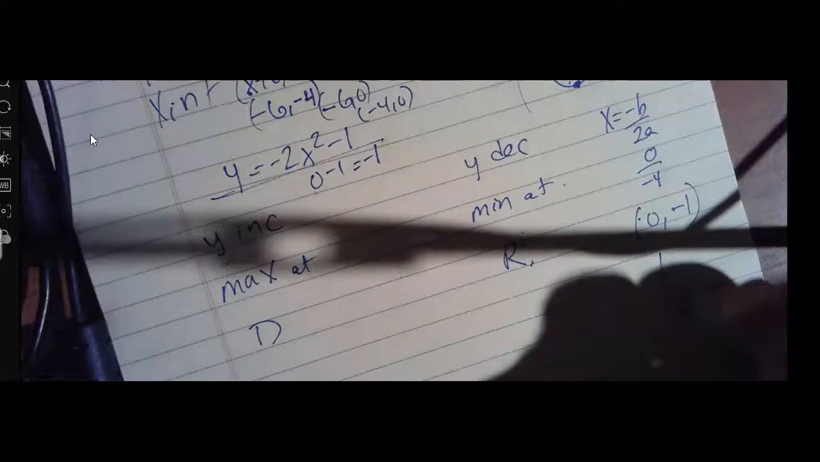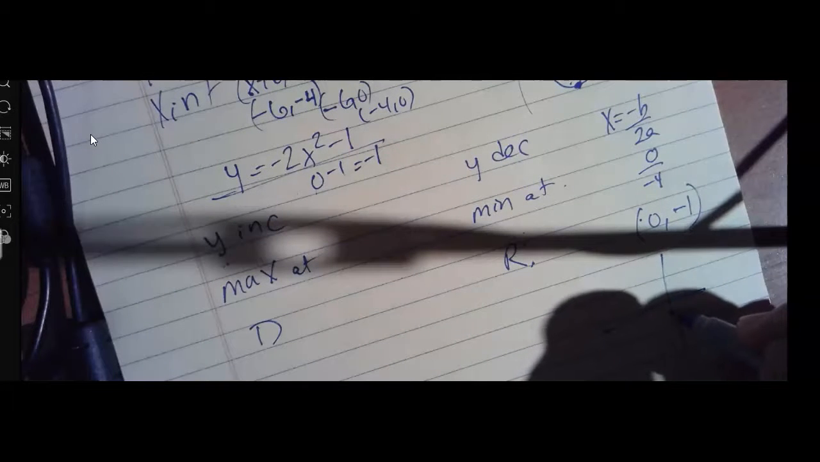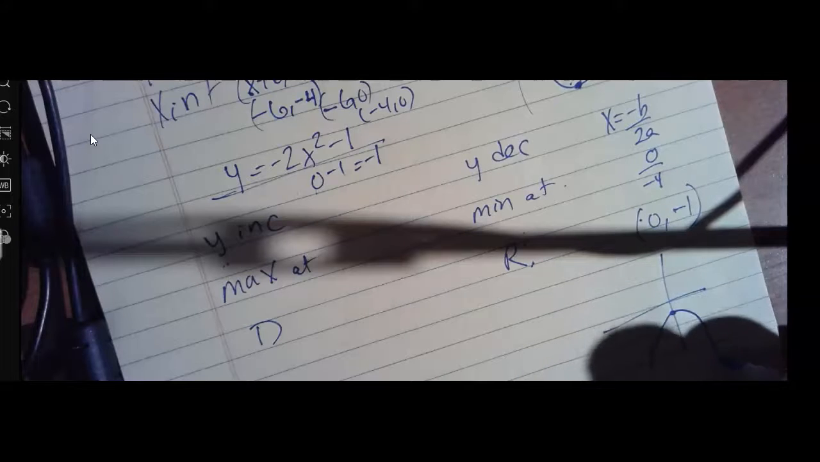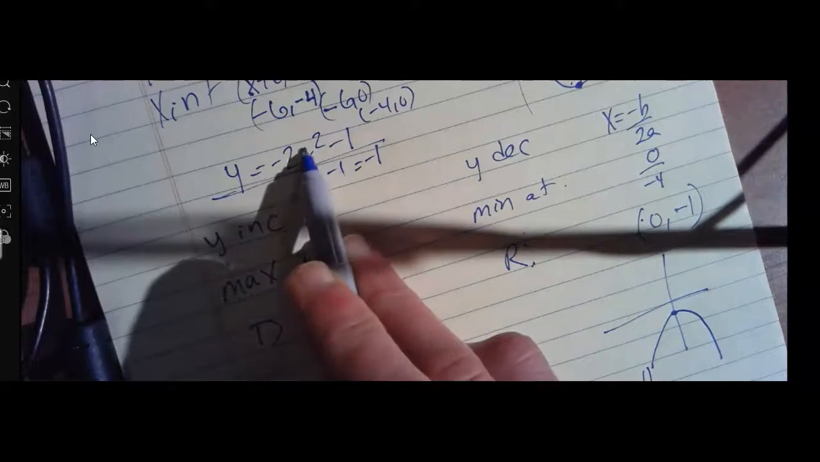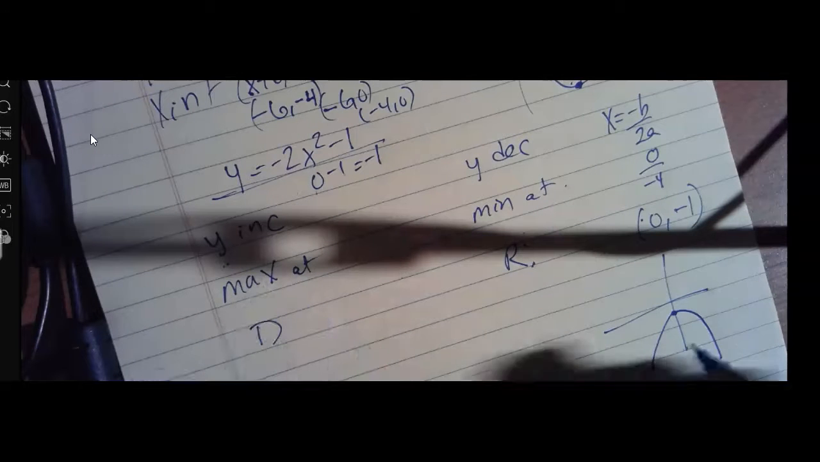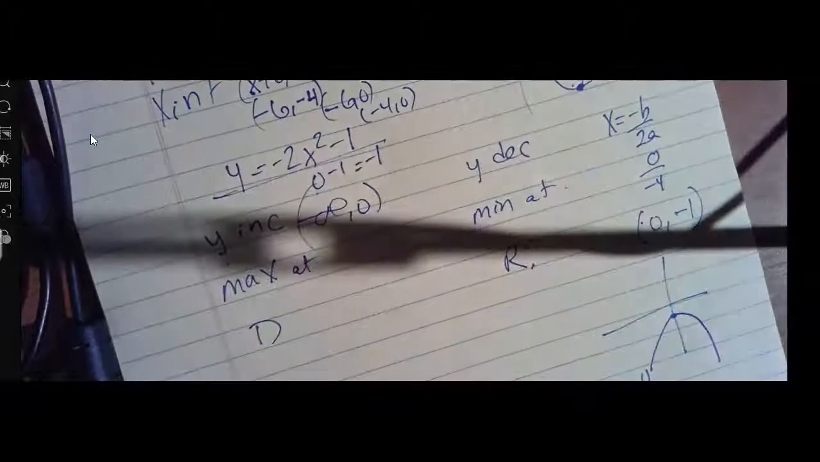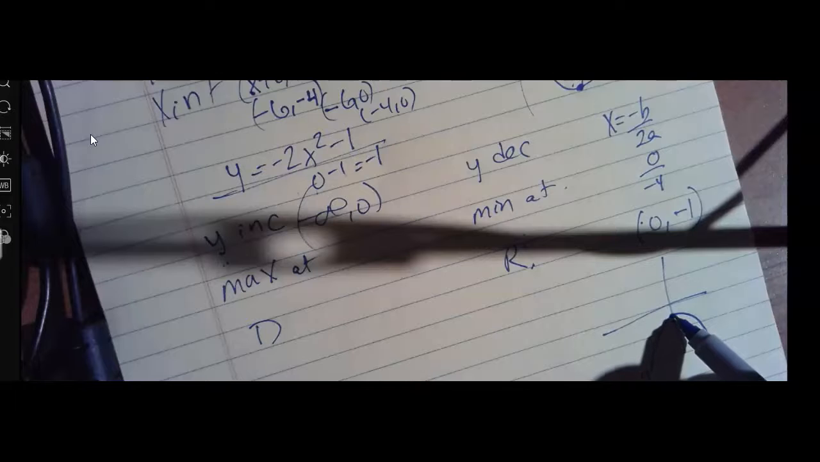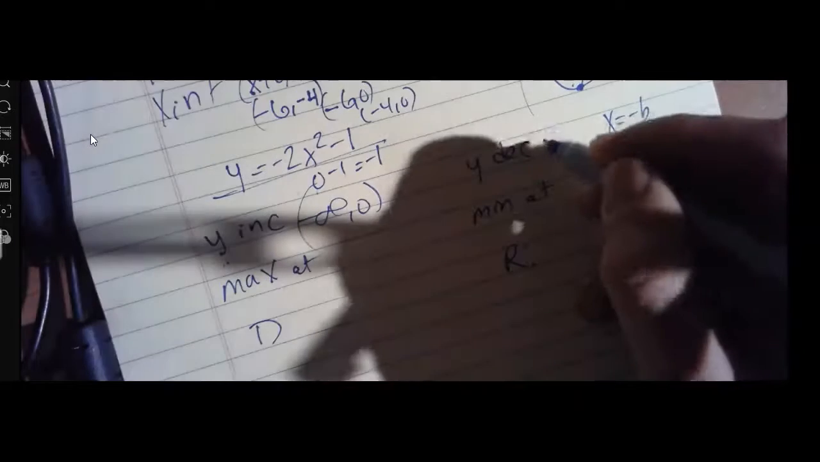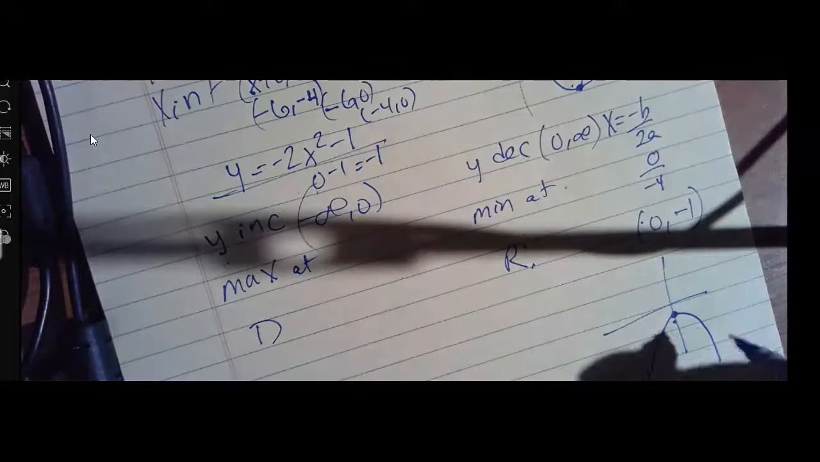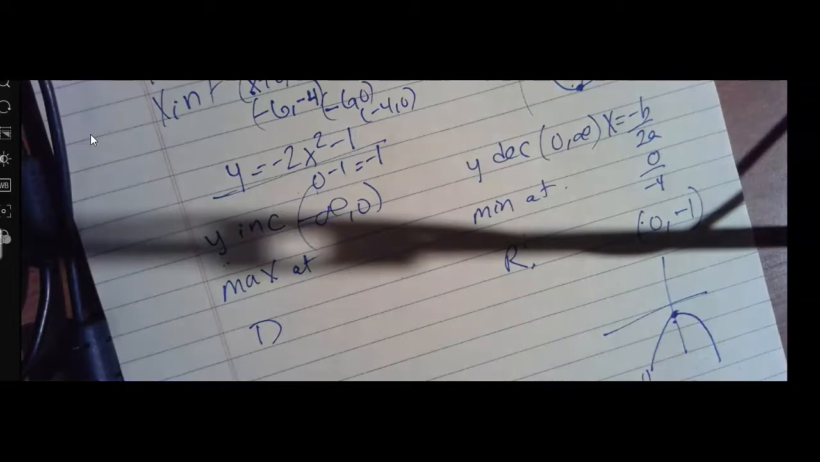So where is it? That means when we have a graph, and (0, negative 1) is down here, it's going to be a downward-facing function like this, okay? Because a is less than 0 here. So we can tell it's increasing from negative infinity up until 0. And then y is decreasing from 0 to positive infinity. So everywhere when x is greater than 0, y is decreasing.